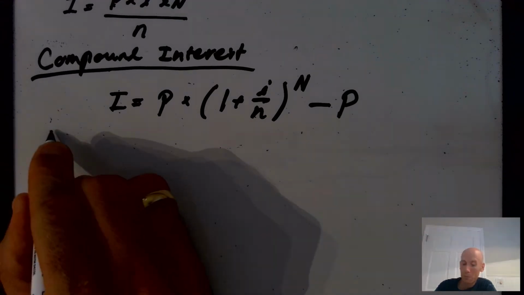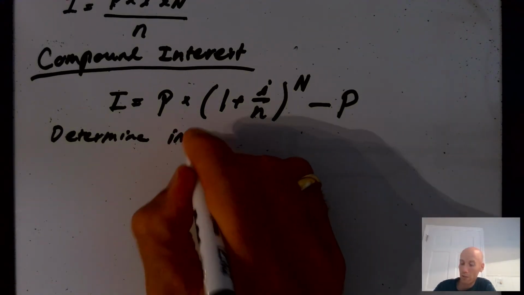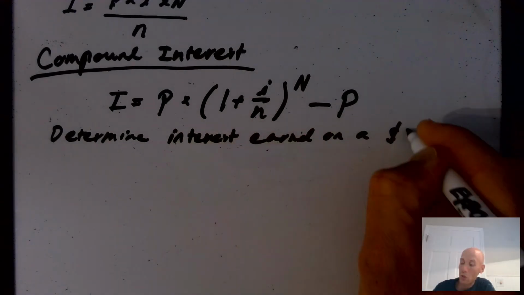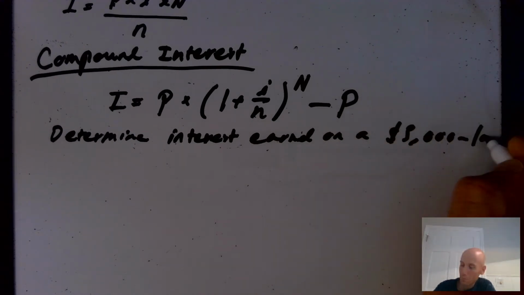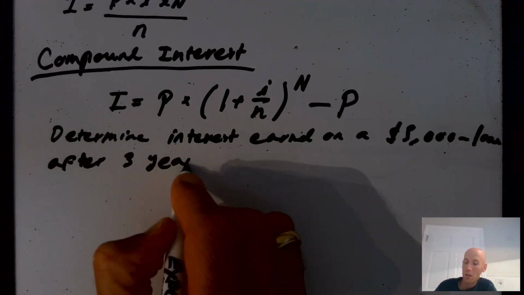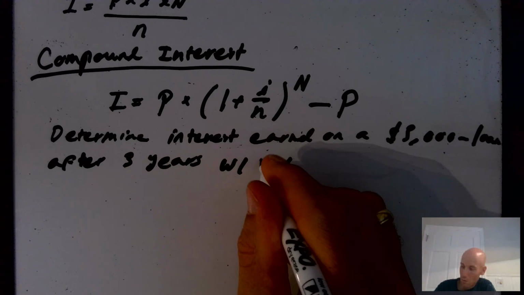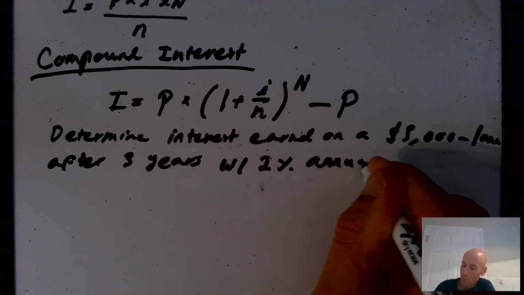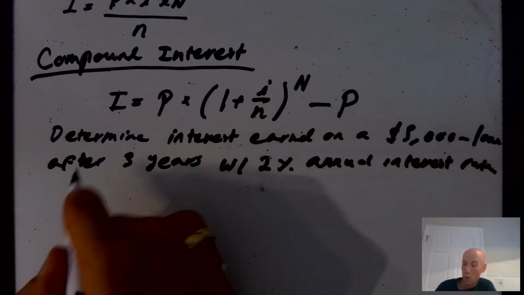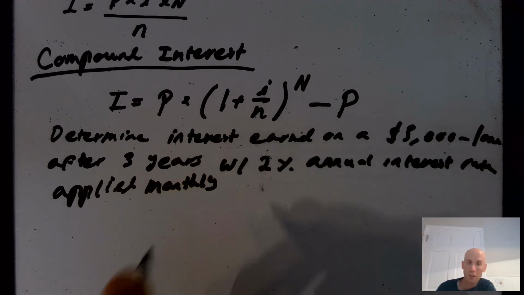So let's say I have to determine the amount of interest earned on a $3,000 loan after 3 years with 2% annual interest rate. Okay, that's also applied monthly. So this is pretty common, by the way, that these things are applied monthly, and that the interest rate is cited on an annual basis.